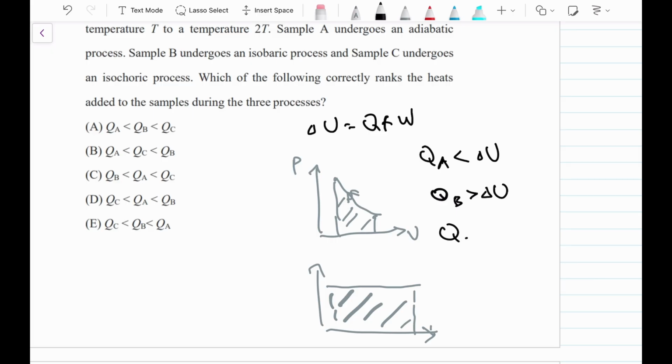And then QC, it says undergoes an isochoric process, so that's just like this. It goes up like this. There's no work done, so therefore QC is just equal to the change in internal energy. So if we rank these, that will be B.